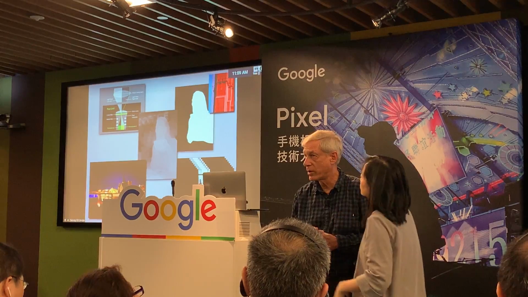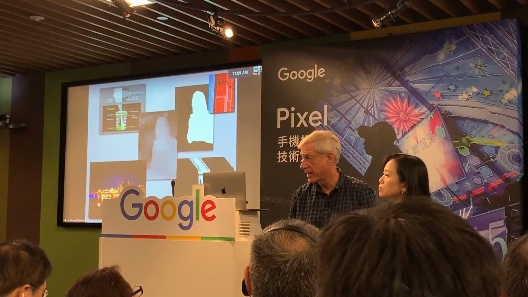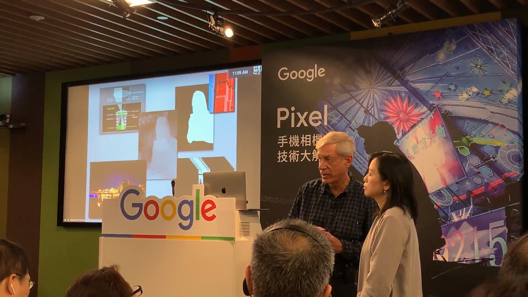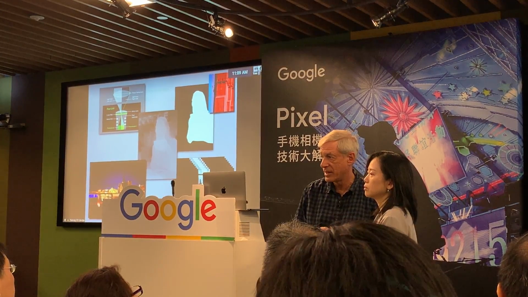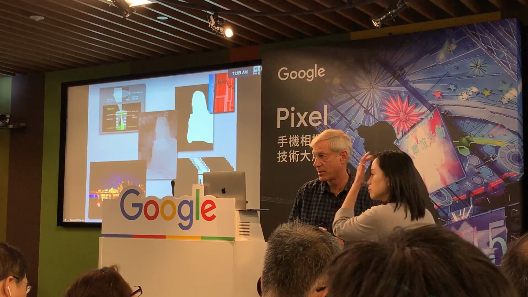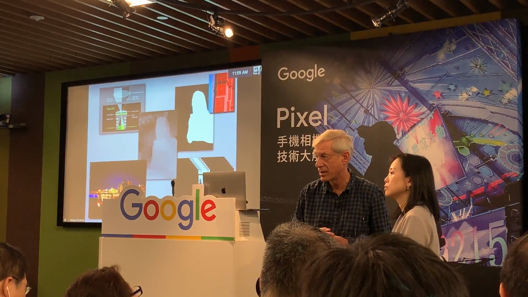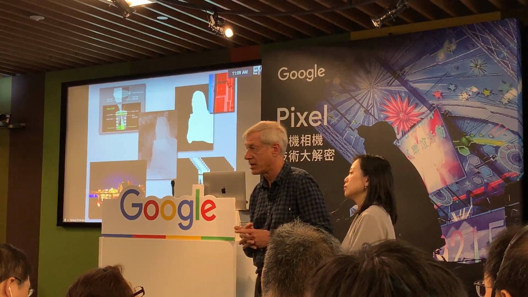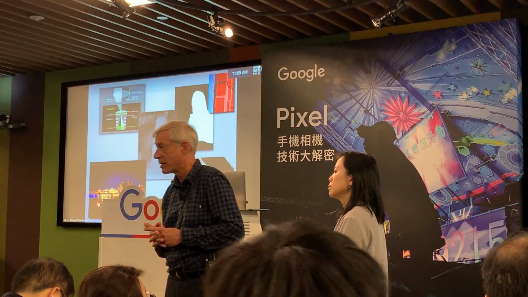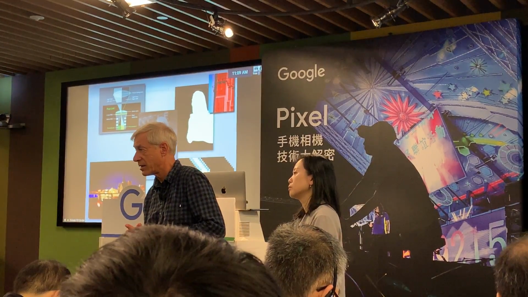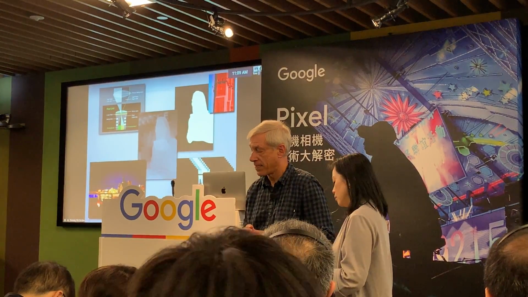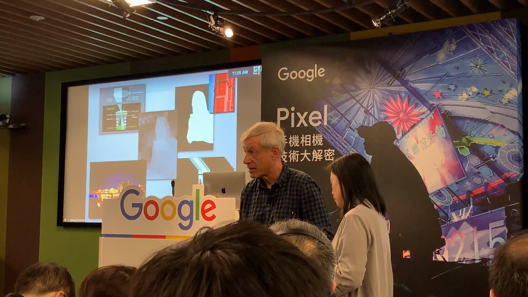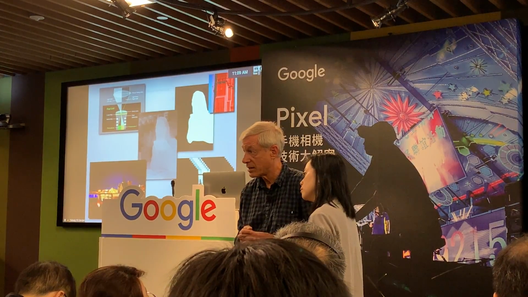Pixel Visual Core is not a TensorFlow engine. There's no relationship between Pixel Visual Core and TensorFlow. It's an image processing computer. I mean, this technology can run on Visual Core. This technology doesn't need the Visual Core, it can also run, just slower. Which means this technology can also run on the TensorFlow framework.